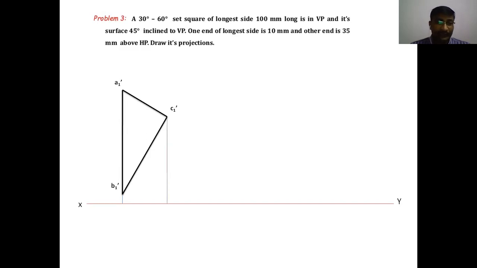Then project these points A1 dash, B1 dash, which coincide with each other, and C1 dash. Draw the projectors from each point onto the XY line.